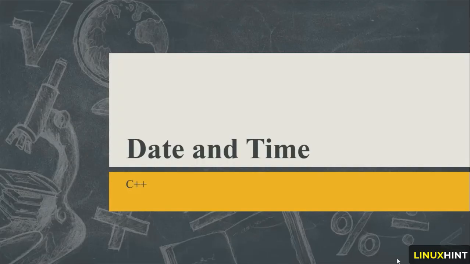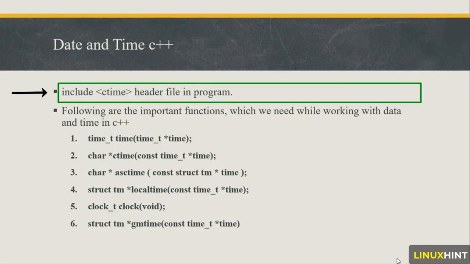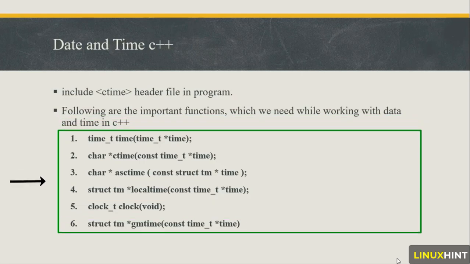Our topic is date and time in C++. The C++ standard library does not provide a proper data type for time and date. C++ inherits the structure and functions for date and time from C. To access date and time related functions and structures, you would need to include the ctime header file in your C++ program. Following are the important functions which we need while working with date and time in C++.